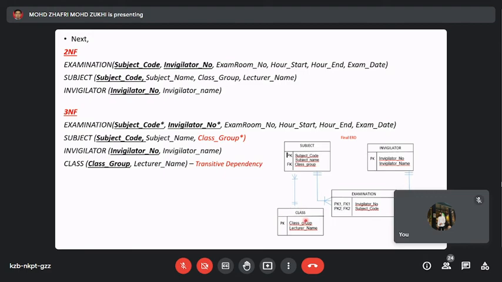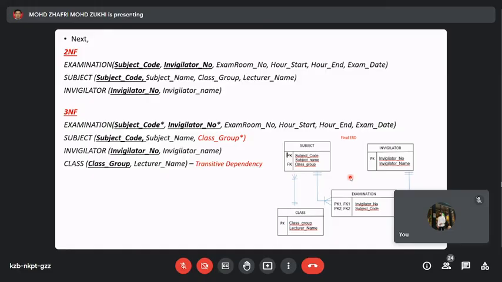So we have class entity that has class group and lecturer name. And then we have a subject entity with a primary key as a subject code followed by subject name. And then because class has a relation with subject, we should put class group as the foreign key. Okay, so class group are the primary key for the entity class. So many one-to-many relationship. So the many part should have the foreign key. So foreign key we put here. And then subject has a relationship with invigilator, many-to-many.